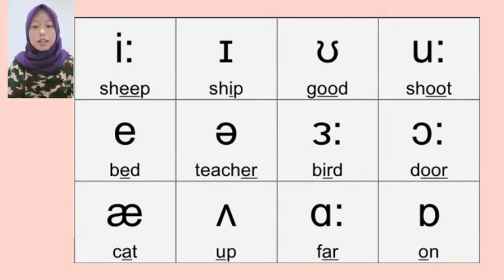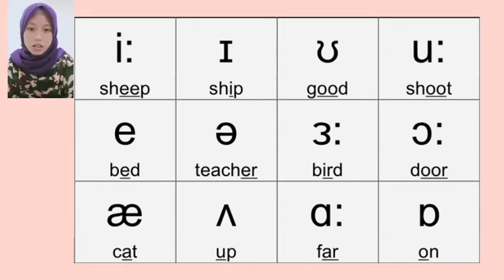Okay, now I'll explain to you about the first part. It is vowel. In IPA English, there are only 12 sounds vowel. Okay, they are divided into 7 of short and 5 of long vowel.